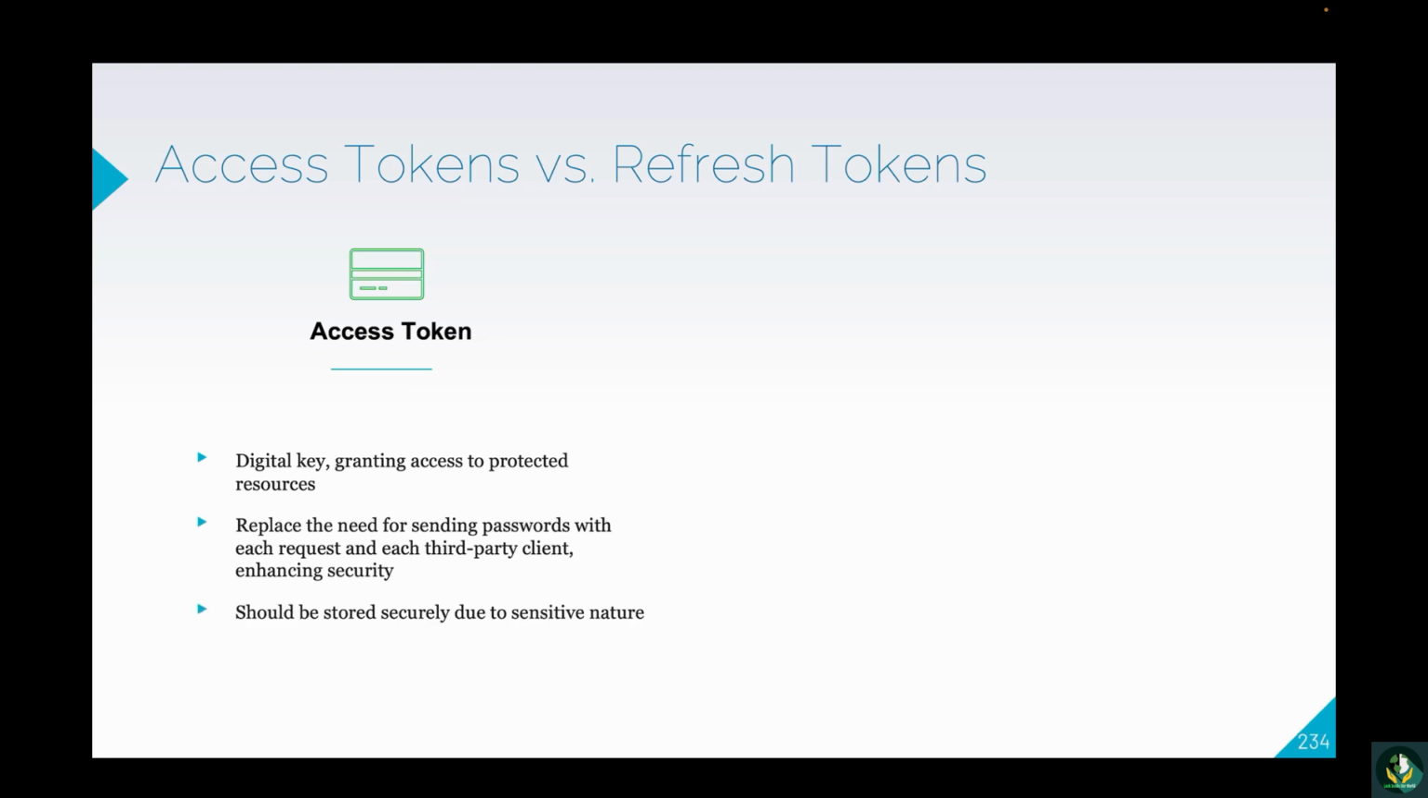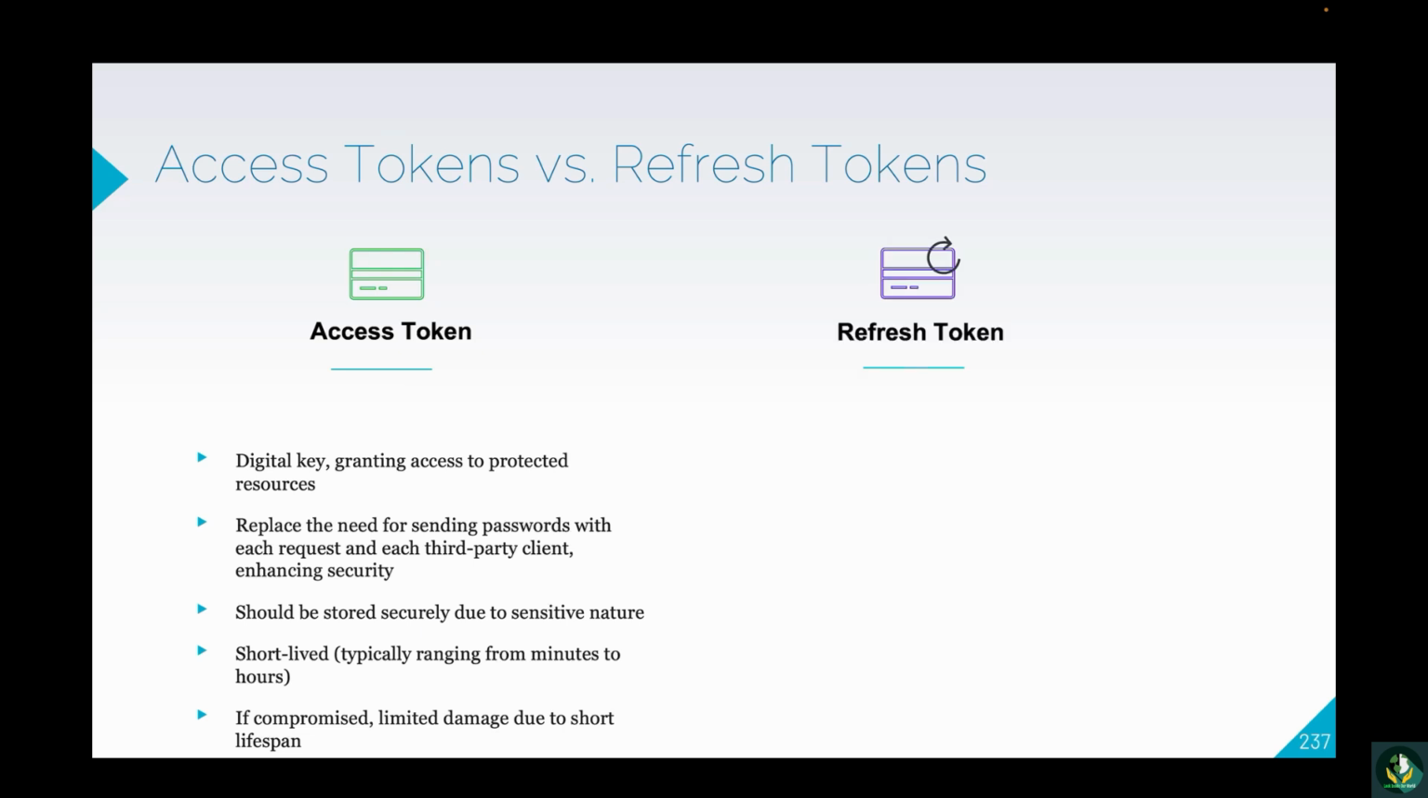Because of its crucial role, an access token must be stored securely due to its sensitive nature. It's crucial to ensure that unauthorized users and clients cannot access this token. An access token is typically short-lived, ranging from minutes to hours. This limited lifespan means that even if the token is compromised, the potential damage is minimized. Now let's see how an access token differs from a refresh token.